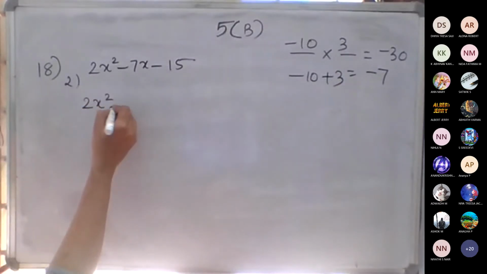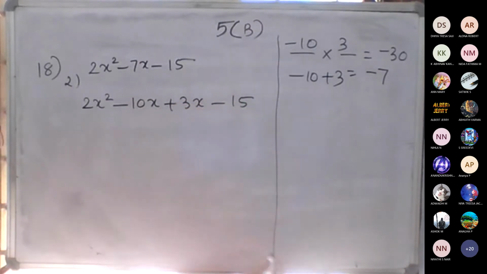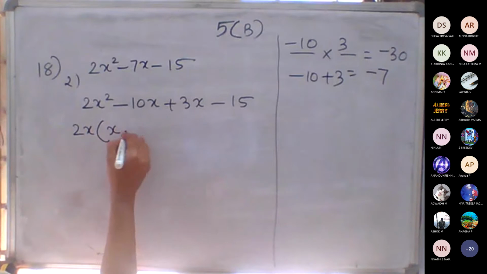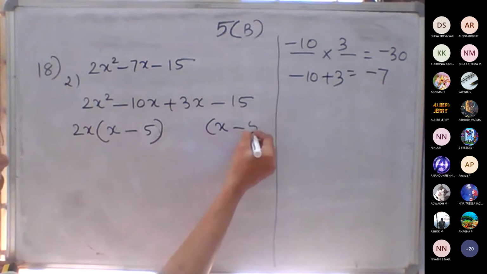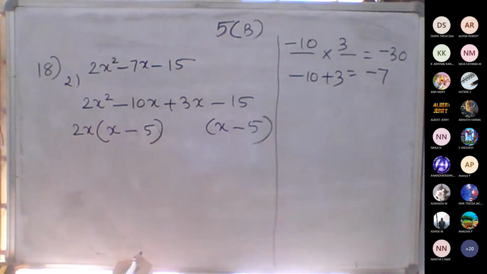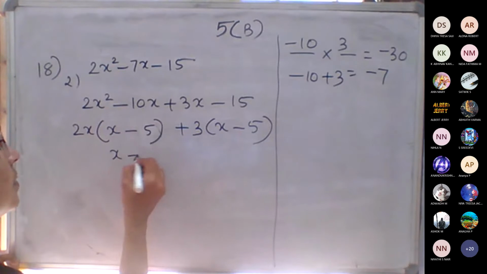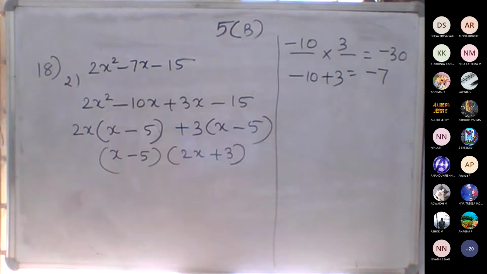So 2x square minus 10x plus 3x minus 15. 2x we can take common. 2x into x minus 5, then x minus 5 into plus 3. Then x minus 5 into 2x plus 3.